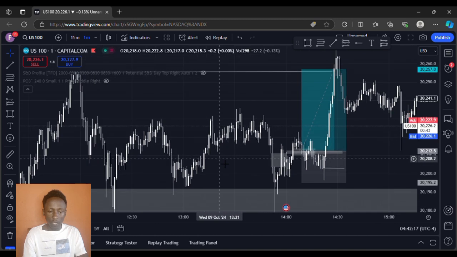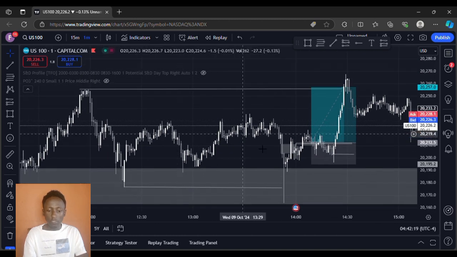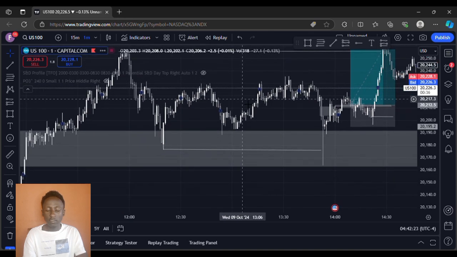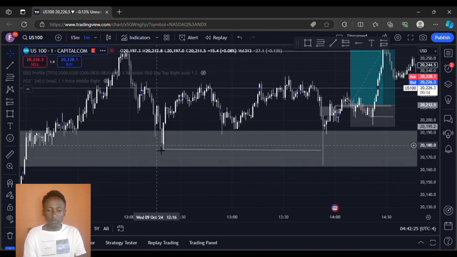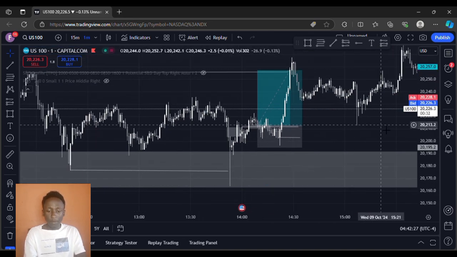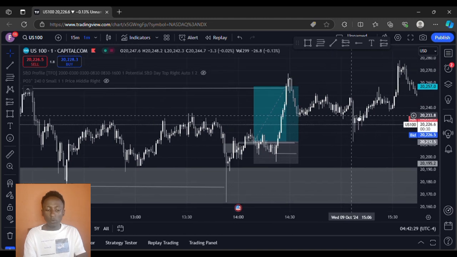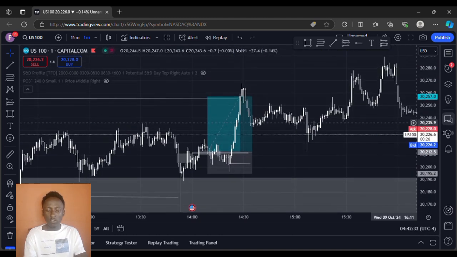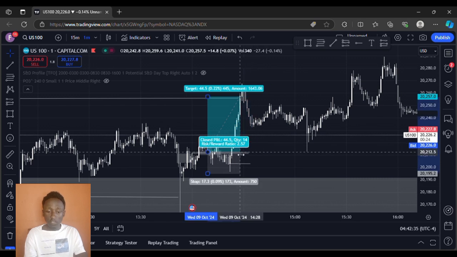Manipulation lower, an accumulation zone, manipulation lower, filling a higher time frame imbalance, taking out this internal sell side, and then displacement higher, taking out buy side. That model was already complete. I did not want to take another trade. I ended this trade on a $20 loss.